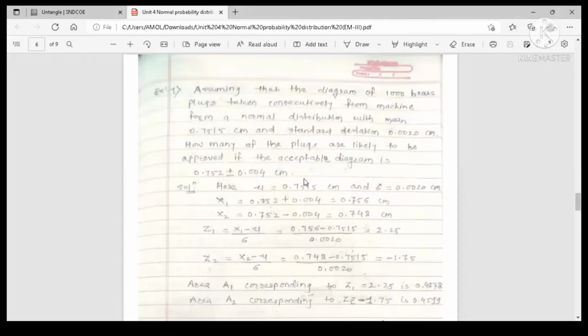See, what is the example? Assuming that the diameter of 1000 brass plugs taken consecutively from a machine forms a normal distribution. Means it is clear here that it is an example of normal distribution with mean mu equal to 0.7515 centimeter and standard deviation given as 0.0020 centimeters. So write down in the solution. Now how many of the plugs are likely to be approved if the acceptable diameter is 0.752 plus minus 0.004 centimeter?